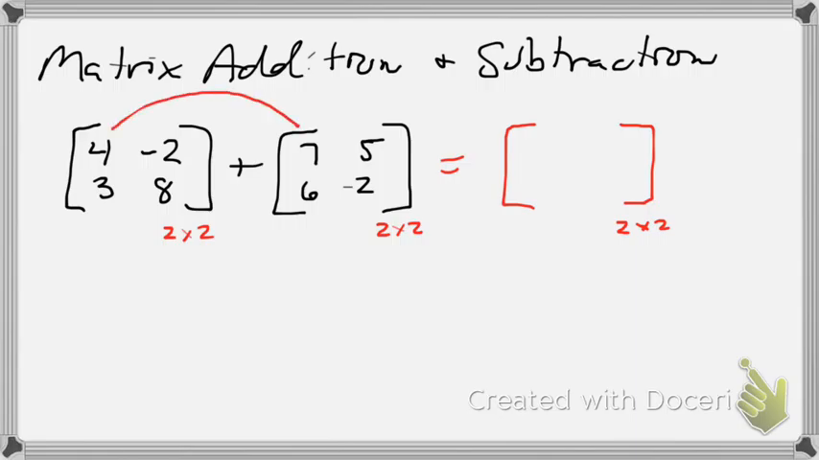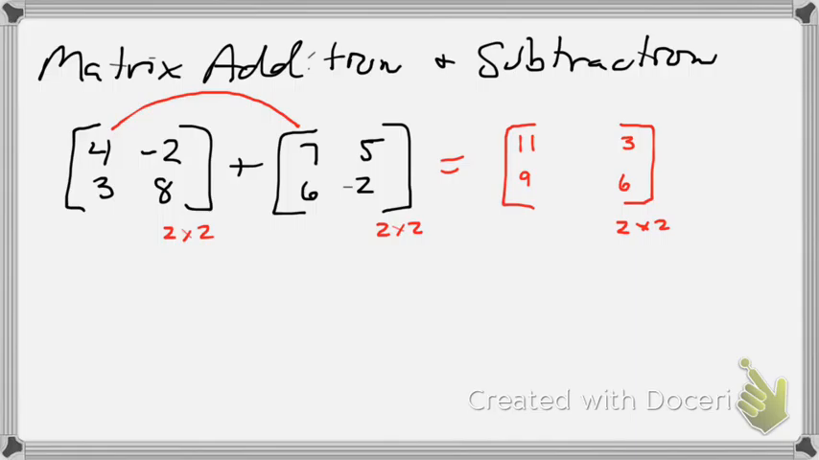All we're going to do is add the corresponding elements. 4 plus 7 is 11. Negative 2 plus 5 is 3. 3 plus 6 is 9. 8 plus negative 2 is 6. Subtraction would be the same. Subtracting the corresponding elements. As long as the dimensions are the same, you can do that, regardless of what the dimensions are.